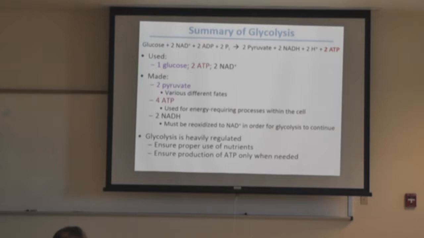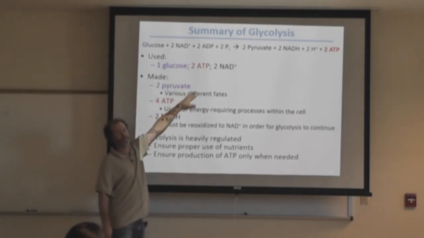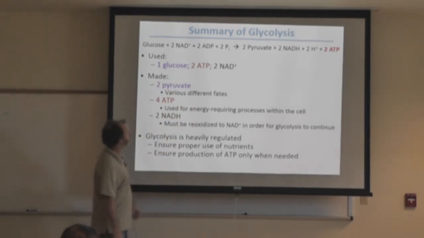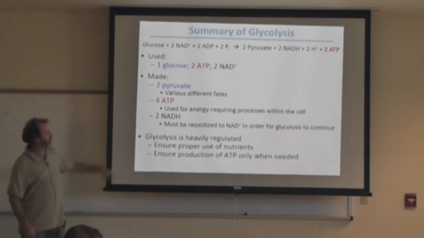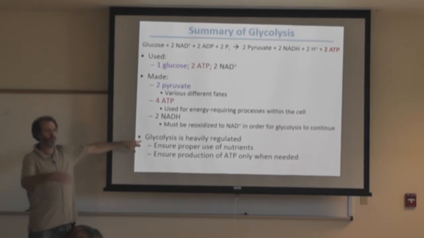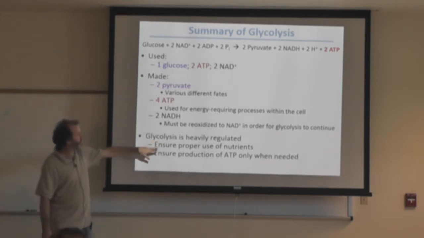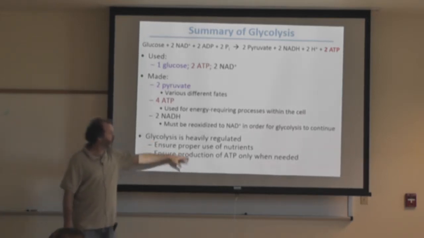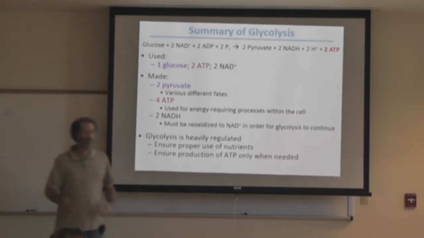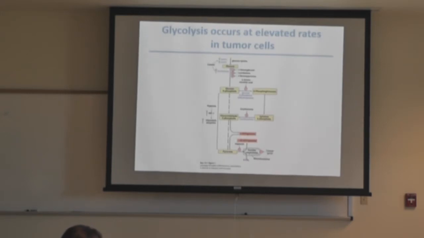So this is the summary. Like I told you, I'm not going to quiz you on memorizing the number of things like that. So we get 4 ATPs and so on. I'm sure you learned that 2 times in micro and core biology before. But glycolysis is heavily regulated, so it ensures proper use of nutrients and ensures the production of ATP only when it's needed. And glycolysis will actually occur at elevated rates in tumor cells, right?